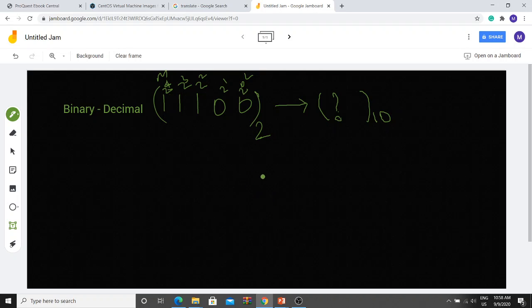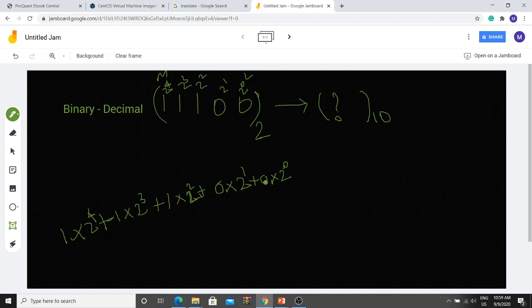Now you have to write this. 0 into 2 to the power 0, plus 0 into 2 to the power 1, plus 1 into 2 to the power 2, plus 1 into 2 to the power 3, plus 1 into 2 to the power 4.